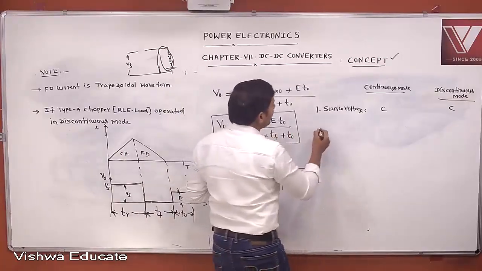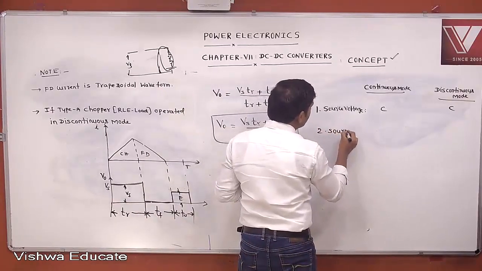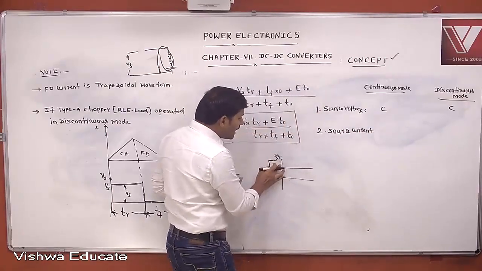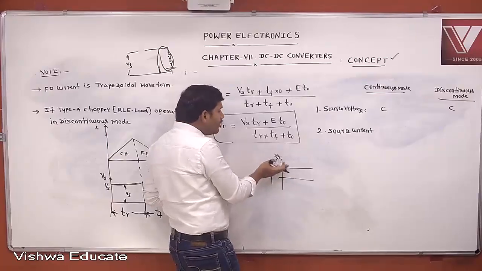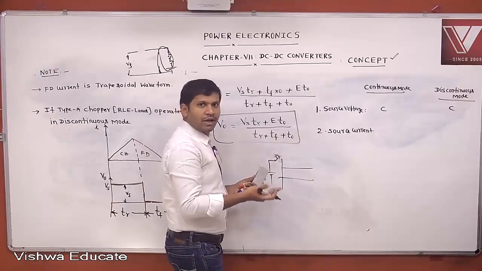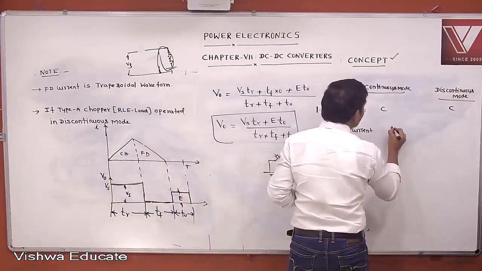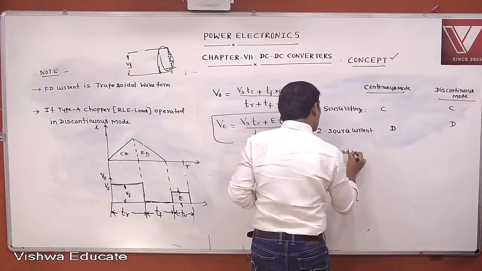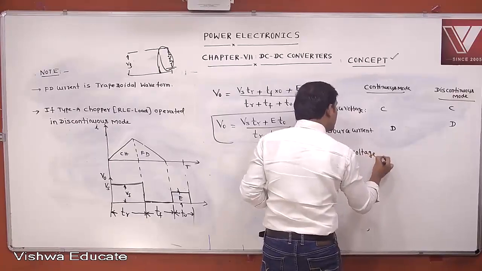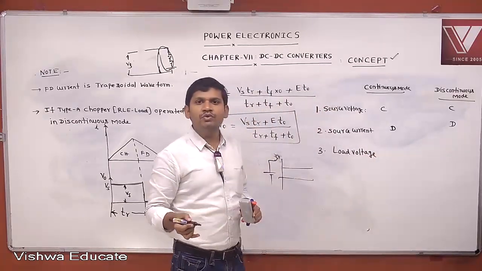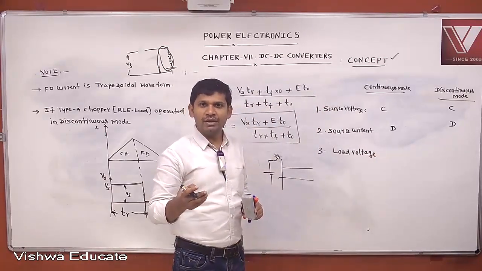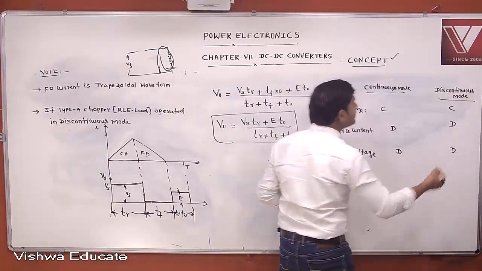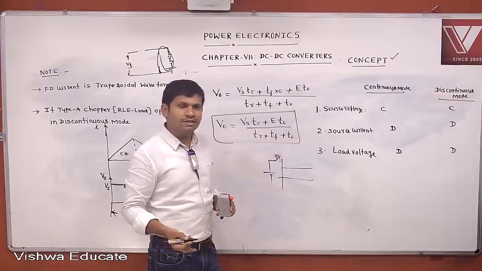Next, what about the source current? If the switch is connected, then only source current is flowing. If the switch is disconnected, there is no source current. It may be continuous or discontinuous mode, but always source current is discontinuous. Then what about the load voltage? What is the purpose of using the chopper? The purpose of using the chopper is to get the variable voltage. That's the reason why always load voltage is discontinuous. It may be continuous mode or discontinuous mode, always load voltage is discontinuous.